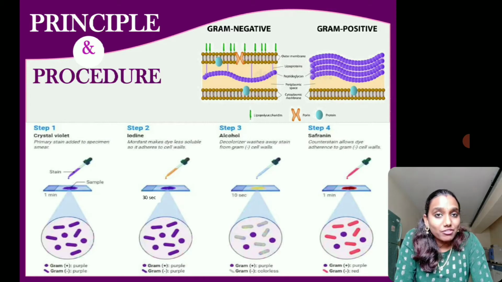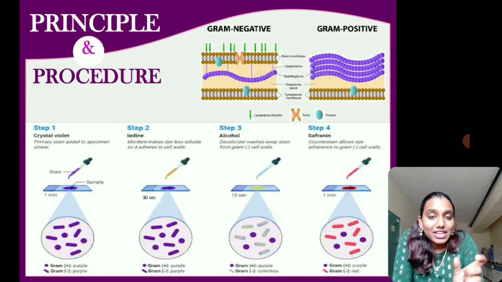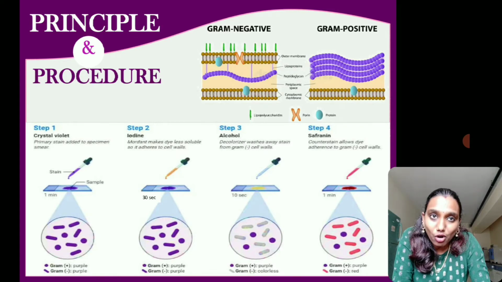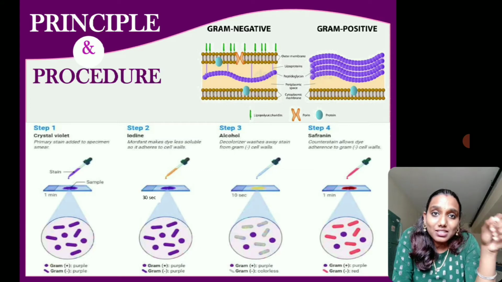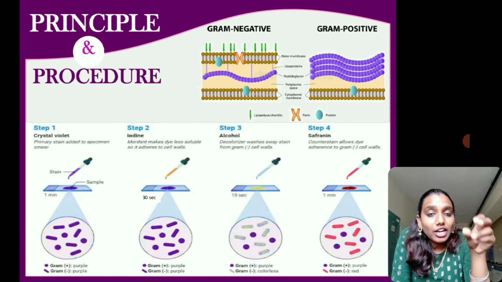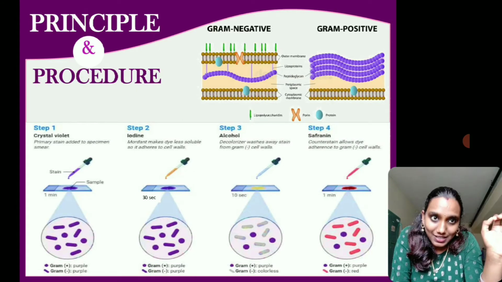After the iodine step, we are going to decolorize it. Step 3 is called the decolorization step. Here we are going to use 70% alcohol. After washing the iodine, 70% alcohol will be flooded onto the smear and it will be left for 10 seconds.